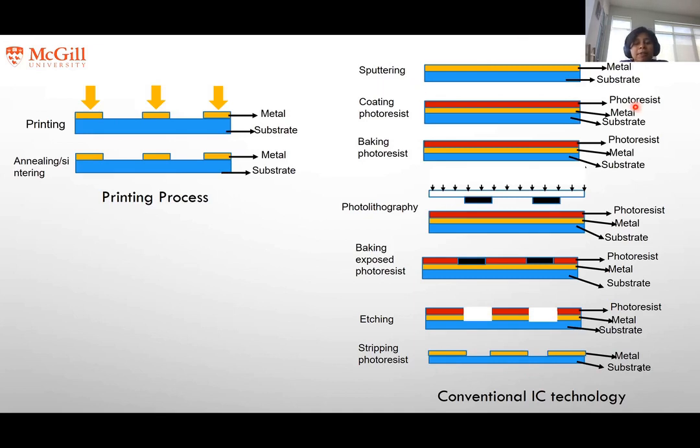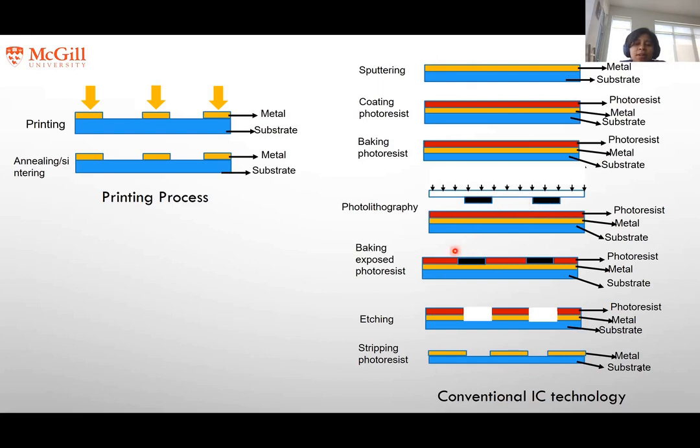So we take the substrate, we sputter the material or the metal, and so it covers the whole area on the substrate. And then we deposit photoresist by spin coating. And then we bake the photoresist to make it hard. And then we do photolithography. So photolithography is basically to pattern.